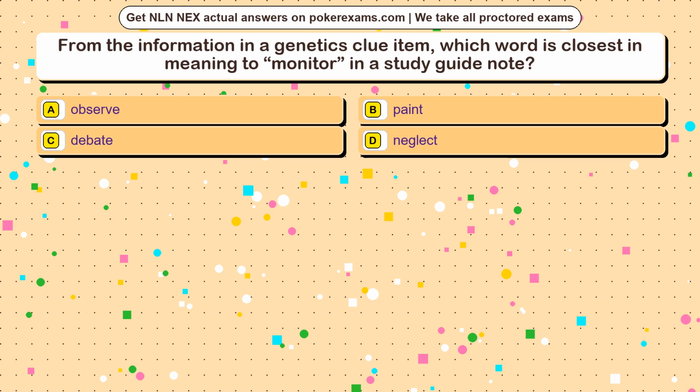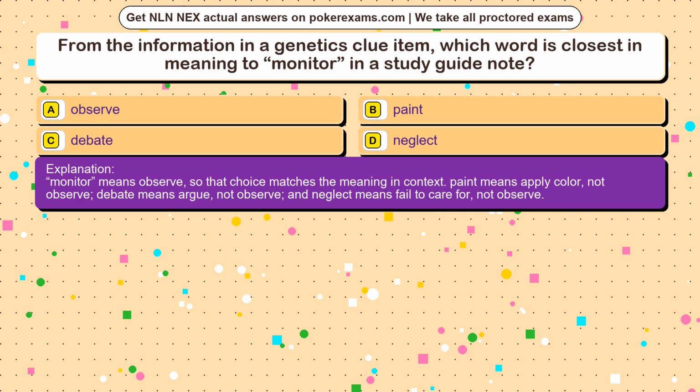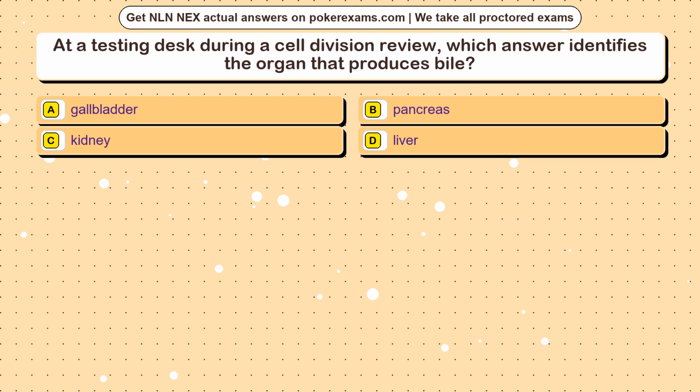The correct answer is option monitor means observe, so that choice matches the meaning in context. Paint means apply color, not observe. Debate means argue, not observe. And neglect means fail to care for, not observe. Question 23. At a testing desk during a cell division review, which answer identifies the organ that produces bile? Option A, gallbladder. Option B, pancreas. Option C, kidney. Option D, liver.